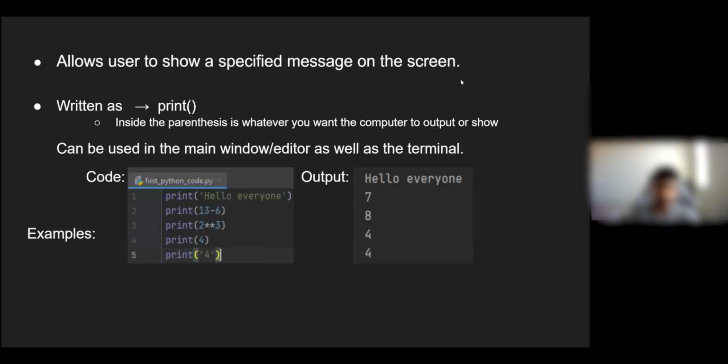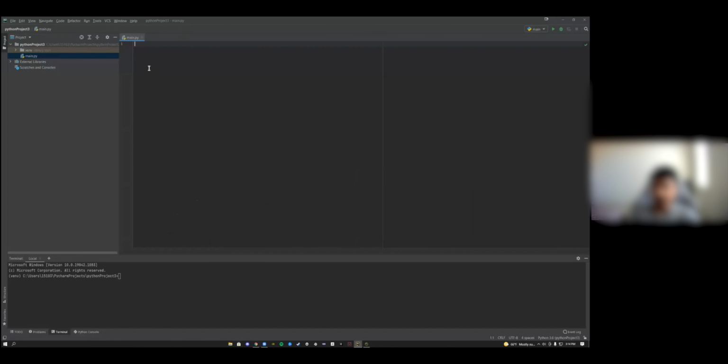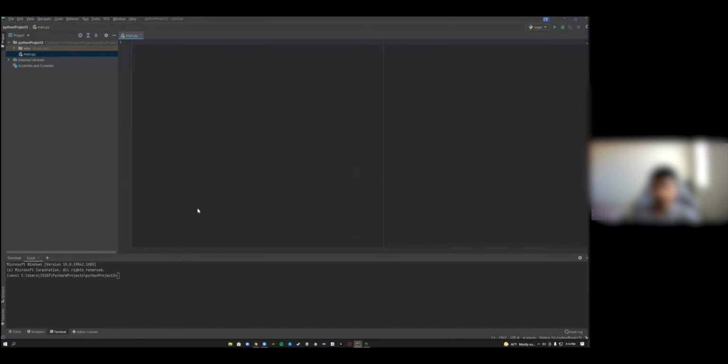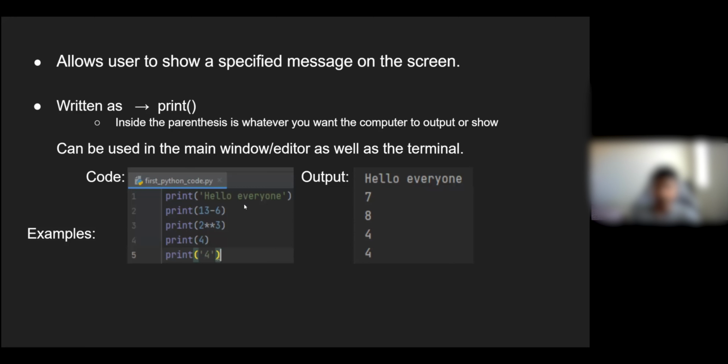So the print statement. If I give you the shell here in Python, not the shell, but the main editor over here, you can write print, and then in parentheses, you can write anything you want. You can write a string. You can do addition, subtraction, math inside of it. You can just print anything. So if we did that, we'd get an output like hello everyone, and then 7, 8, 4, and 4.